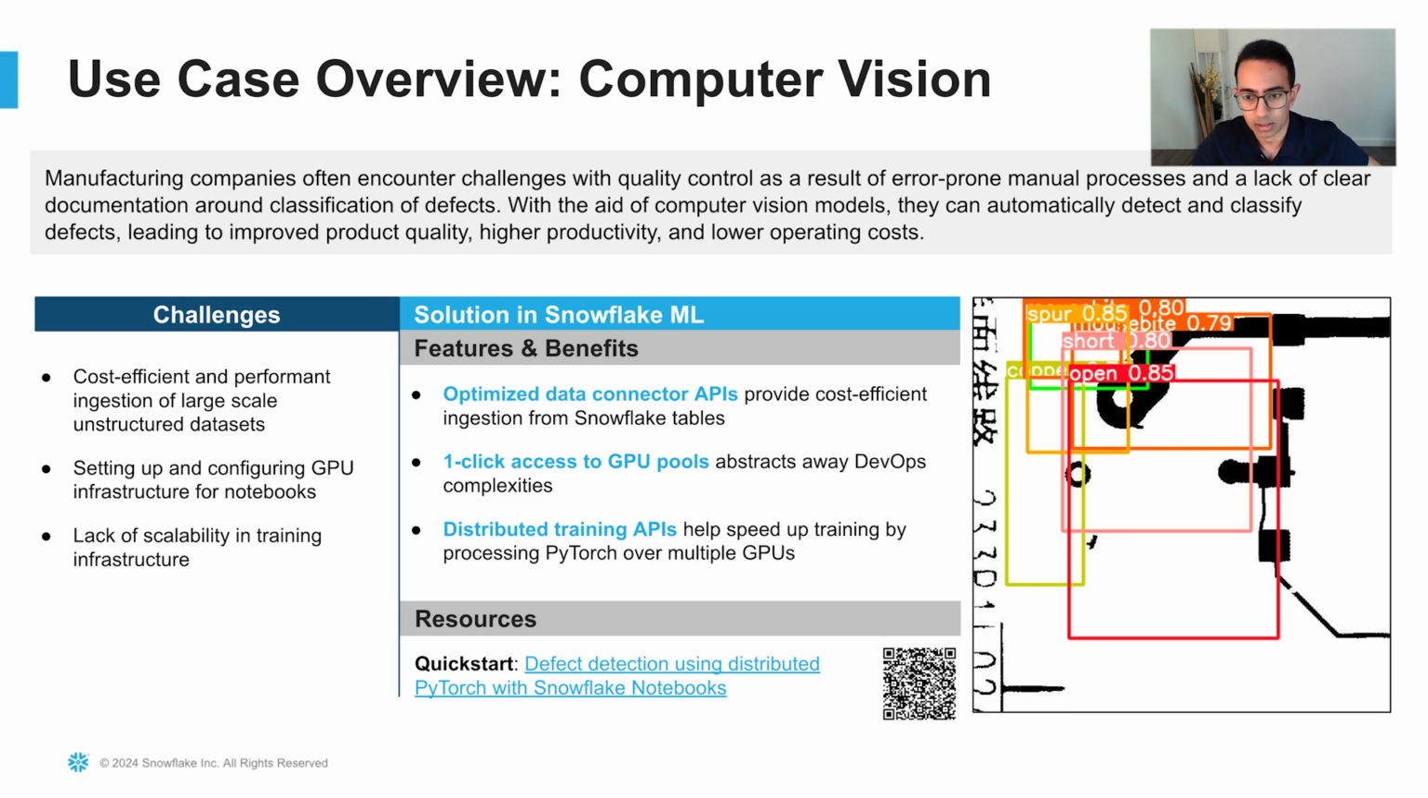So our data connected APIs provide a cost-efficient way to bring in data from Snowflake tables at scale and at low end-to-end runtime. We'll then look at how easy it is to access the GPU pools within the notebook. It abstracts away a lot of DevOps complexities for you to be able to set that infrastructure up to work with the notebook. And thirdly, we look at some of the distributed training APIs that come prepackaged with the container runtime, which helps by distributing PyTorch in this case over multiple GPUs and lowers the end-to-end training time.